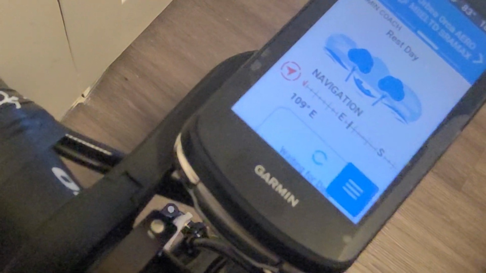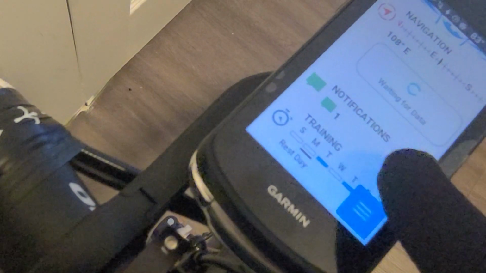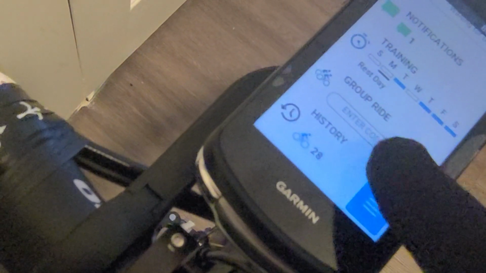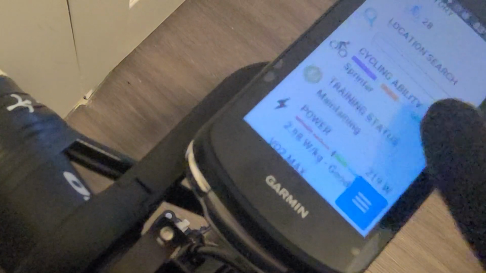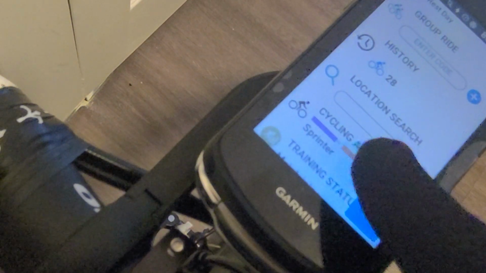As you can see, it has some newer UI features. I mean, today's a rest day. I've got a plan set up in here for coaching, but today's a resting day. So I've been out 3 days in a row. As you can see, it says rest day. There is weather, notifications, training, group information, history, location, cycling ability, training. You know, it gives you some pretty good feels in here.